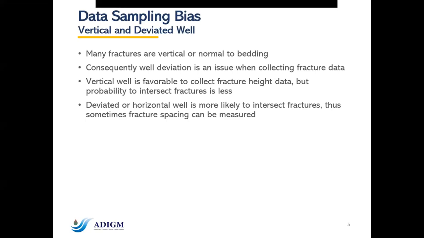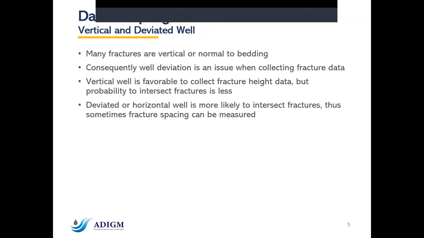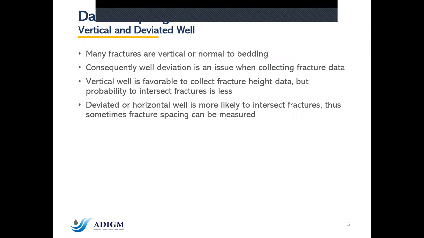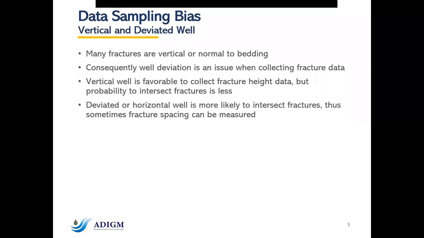The vertical well is favorable to collect the fracture height data, but the probability or our chance to intersect the fracture is less. So this is one of the main reasons why in our conventional reservoir, we think that we have fractures from our well test of productions, but we don't see the fractures. Even though we acquire image logs, since the well trajectory is not at a favorable angle to intersect fractures, we rarely see fractures in a vertical well or low angle wells. On the other hand, the deviated or horizontal well is more likely to intersect fractures. Thus, sometimes the fracture spacing can also be measured.